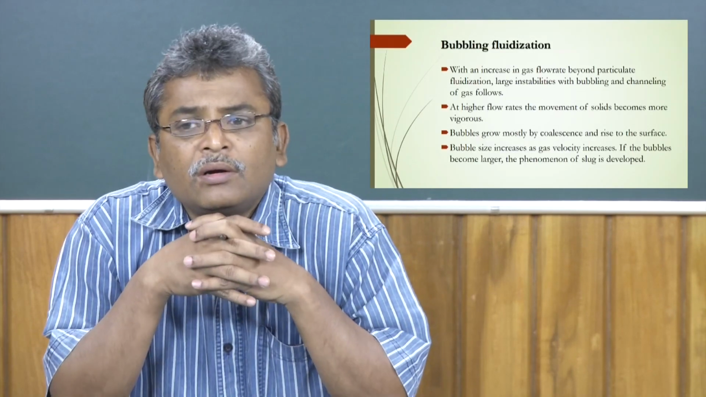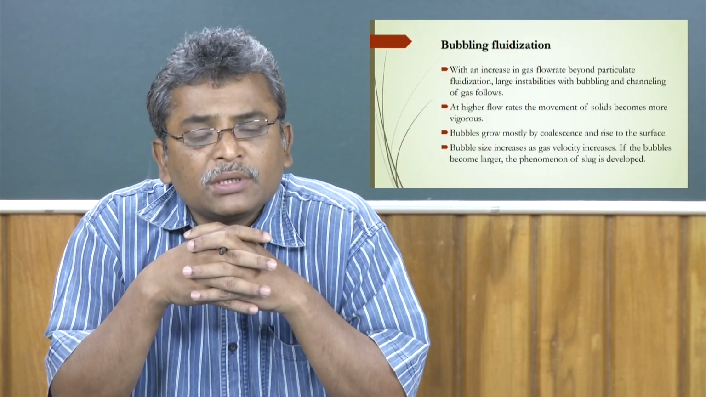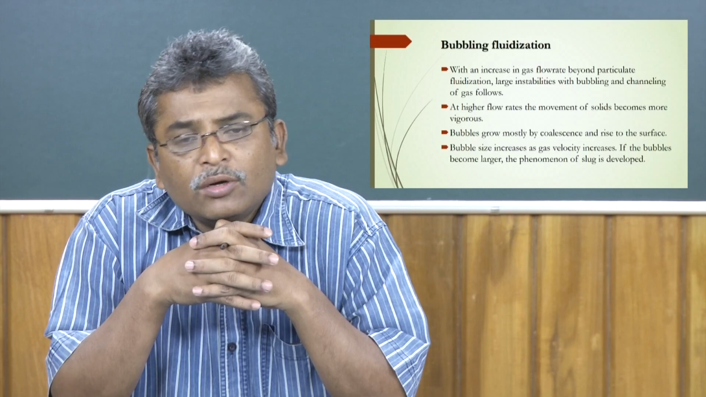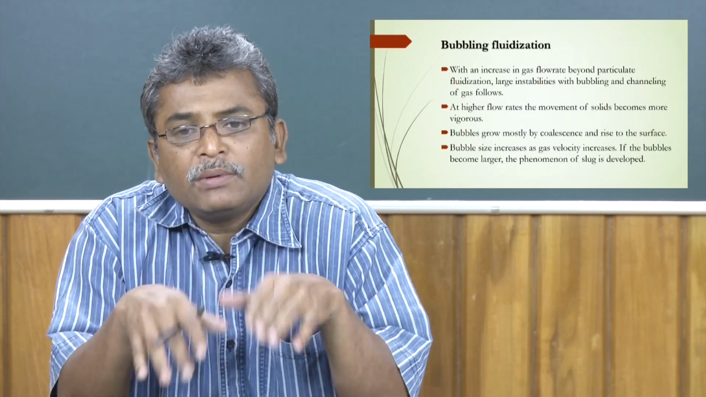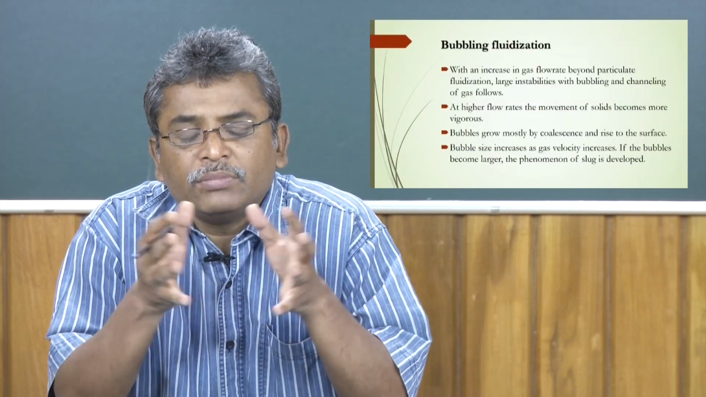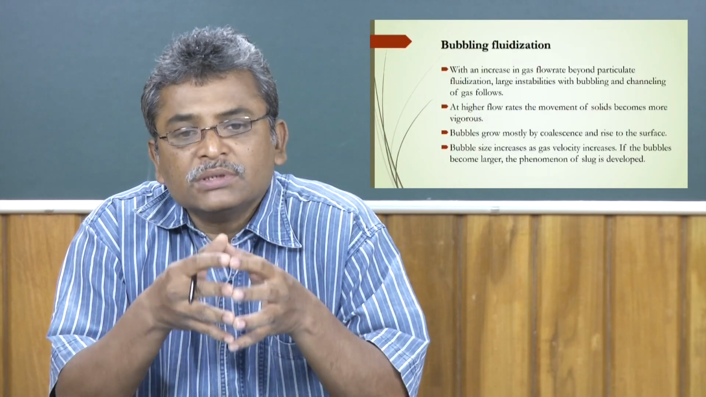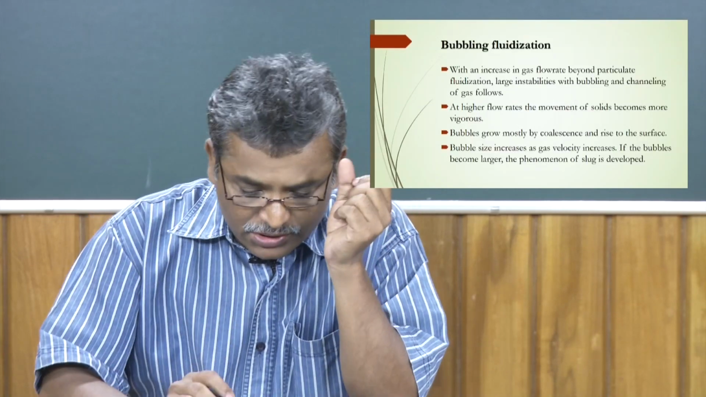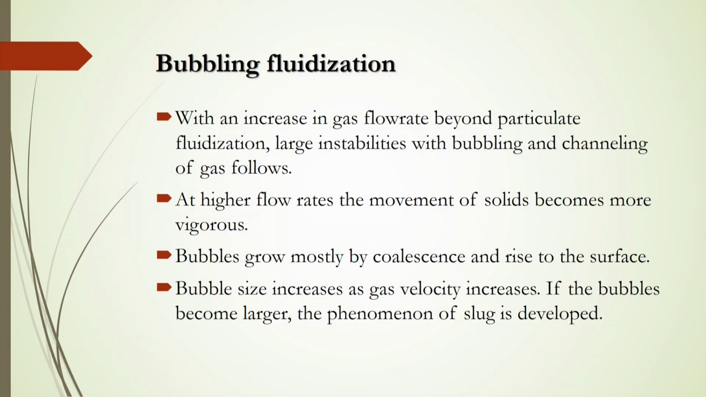The size of the bubbles depends on the hole diameter of the distributor, because of which you will get a very small bubble size. But whenever they move up, due to the coalescence of two or three bubbles at a time, there will be a formation of big bubbles, and they will go up very fast because of their buoyancy effect. So, bubble size increases as gas velocity increases. Of course, you will get different sizes of bubbles as a function of gas velocity.